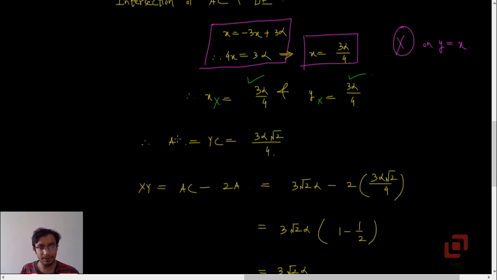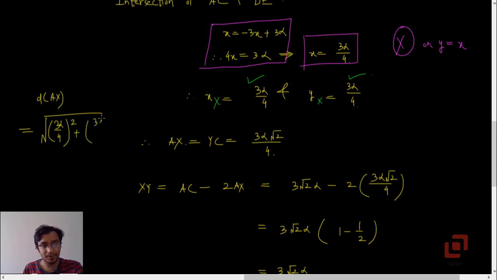Yeah, this should be x. Yes. Now, how can we find the distance AX? It's very simple. Distance AX by the distance formula will be root of x2 minus x1 the whole squared. Now A is the origin, okay. y2 minus y1 the whole squared. Okay, so that will be 3 alpha by 4 as it is into root 2.